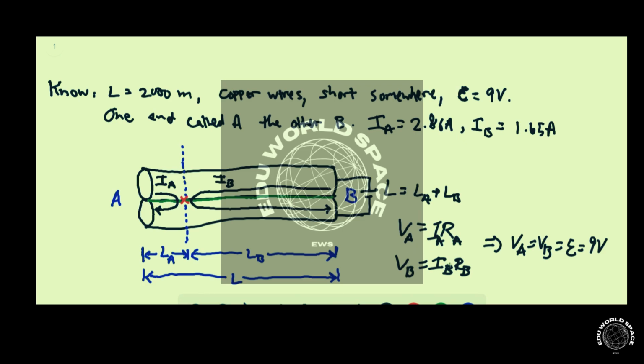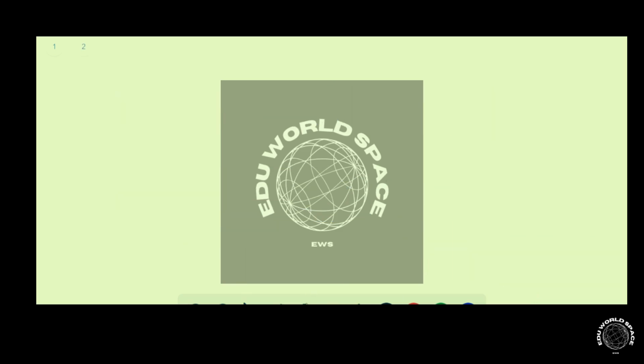So we're going to use these two equations together along with R is equal to rho L over A, where the resistance is equal to the resistivity times the length over the cross-sectional area. So let's get to the next page and continue with our solution.